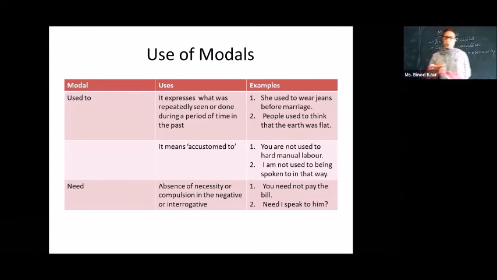You are not used to hard manual labor means you are not in the habit of working physically hard or working with physical labor. I am not used to being spoken to in that way means I am not used to it. I don't tolerate people speaking to me in that manner.